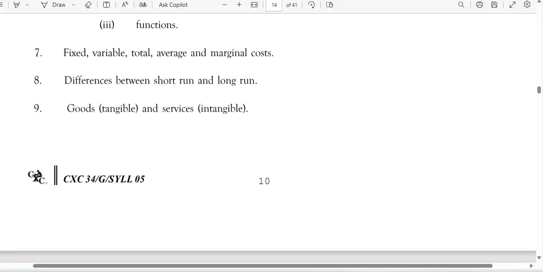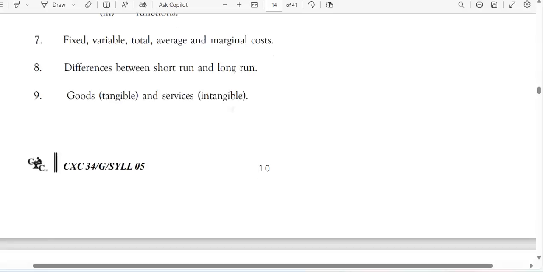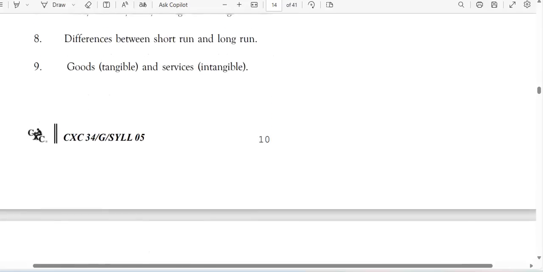we're going to define goods, tangible, and services, intangible. When we talk about goods, goods are physical, tangible items that can be touched, seen, stored, and owned. Characteristics of goods: can be stored and inventoried. Ownership is transferred upon purchase, can be returned or resold.